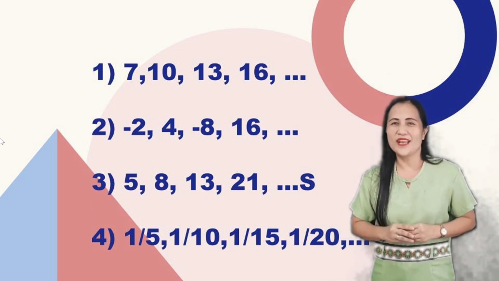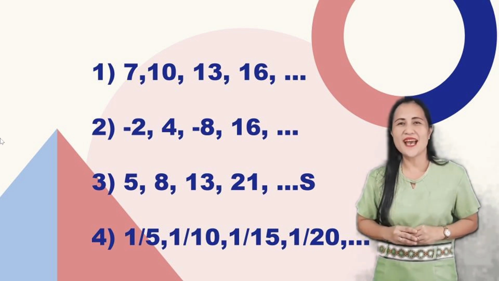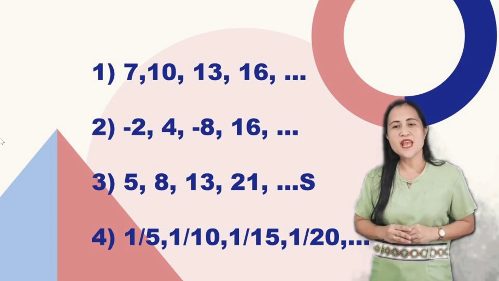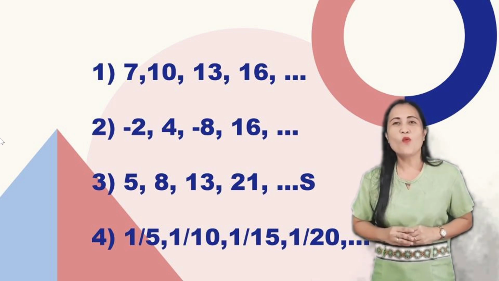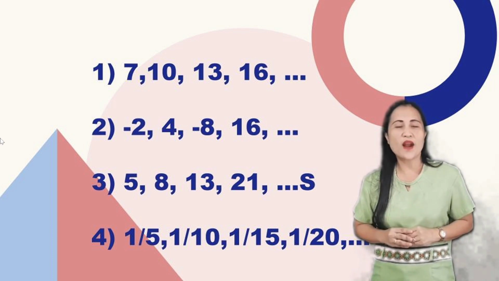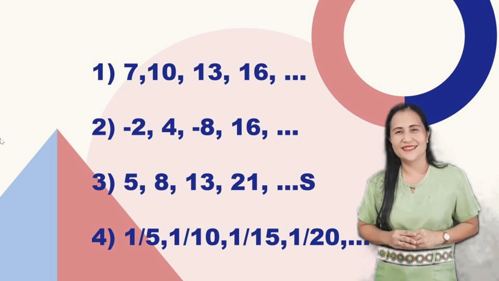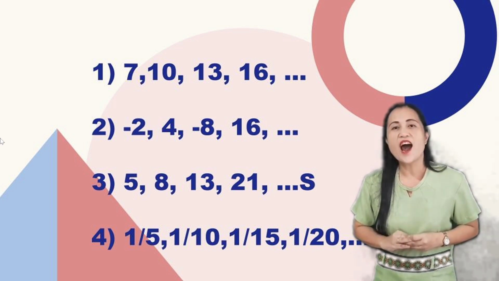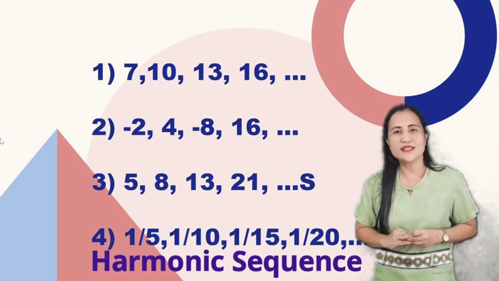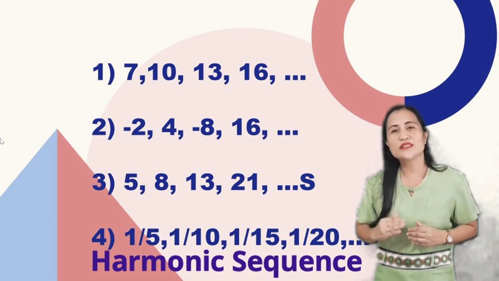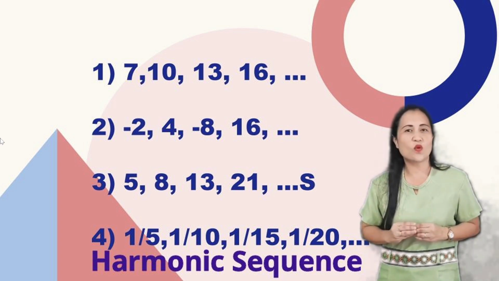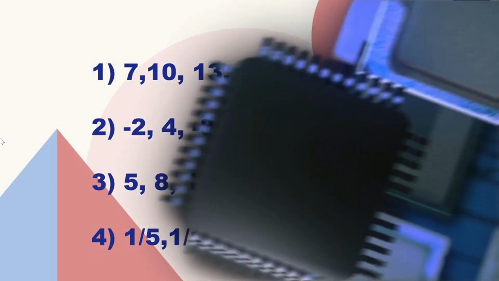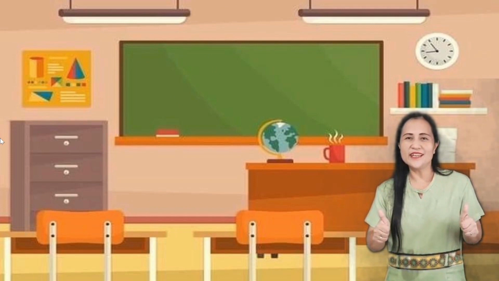How about the last one? We have the given sequence as 1 over 5, 1 over 10, 1 over 15, and 1 over 20. What type of sequence is being described? Yes, you're correct. It's a harmonic sequence because if we get the reciprocal of that sequence, it will form an arithmetic sequence.